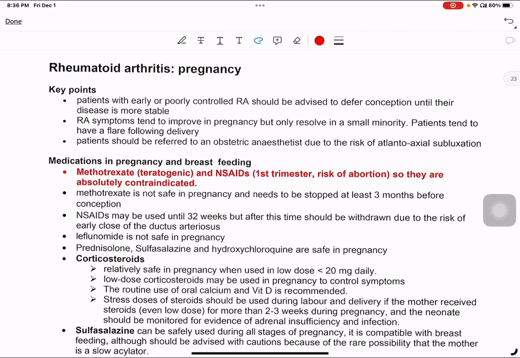Rheumatoid arthritis and pregnancy. There are some key points to be remembered. Patients with early or poorly controlled rheumatoid arthritis should be advised to defer conception until the disease is more stable. Rheumatoid symptoms tend to improve during pregnancy but only resolve in a small minority. Patients tend to have a flare during delivery or following delivery. The patient should be referred to an obstetric anesthesiologist due to the risk of atlantoaxial subluxation.